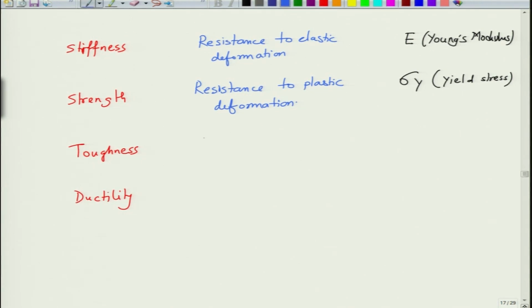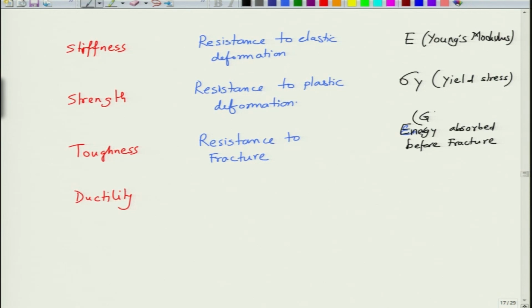And then we have another quantity, which is toughness, which is nothing but resistance to fracture, and this is defined by the energy absorbed before fracture. Let us say this is G, and you can call it any quantity though, so do not worry about the symbol as yet.